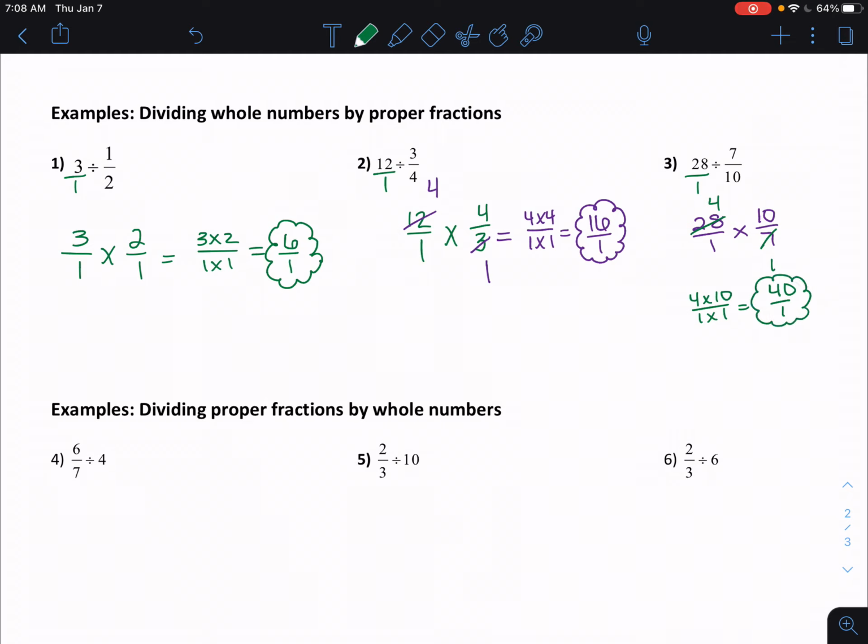This is dividing a whole number by a fraction, so I need to write that whole number over 1 and then do my keep, change, and flip.